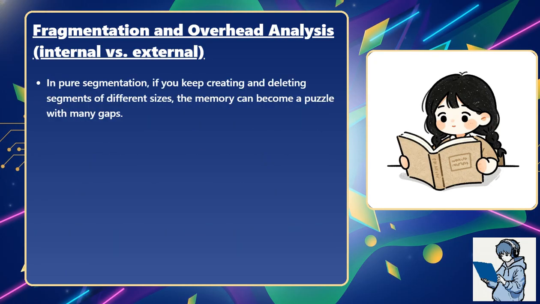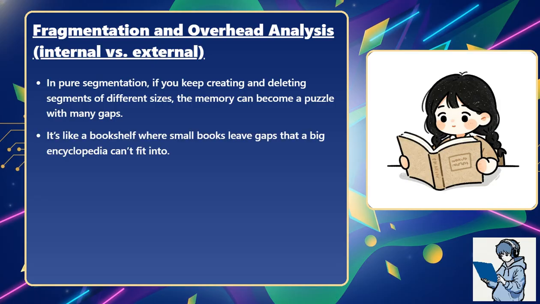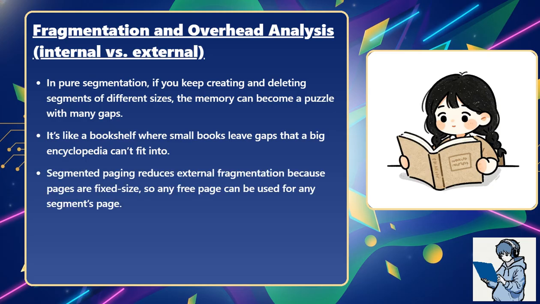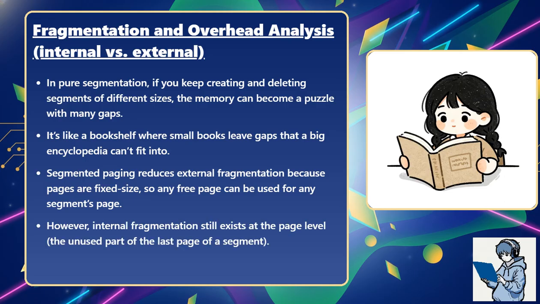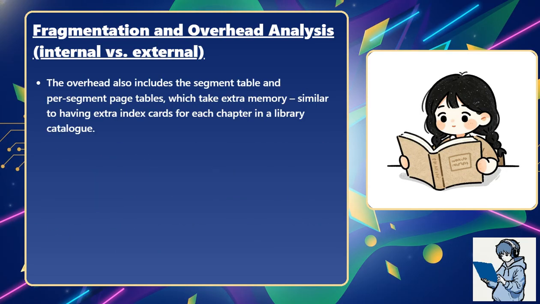In pure segmentation, if you keep creating and deleting segments of different sizes, the memory can become a puzzle with many gaps. It is like a bookshelf where small books leave gaps that a big encyclopedia cannot fit into. Segmented paging reduces external fragmentation because pages are fixed size, so any free page can be used for any segment's page. However, internal fragmentation still exists at the page level, the unused part of the last page of a segment. The overhead also includes the segment table and per segment page tables, which take extra memory, similar to having extra index cards for each chapter in a library catalog.